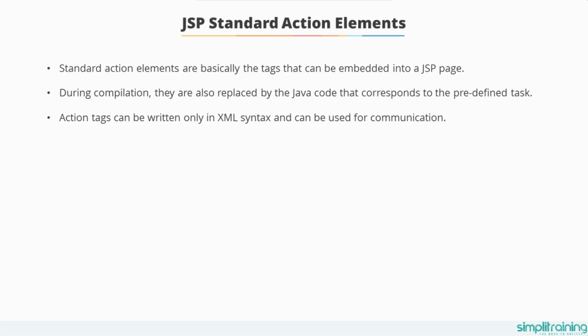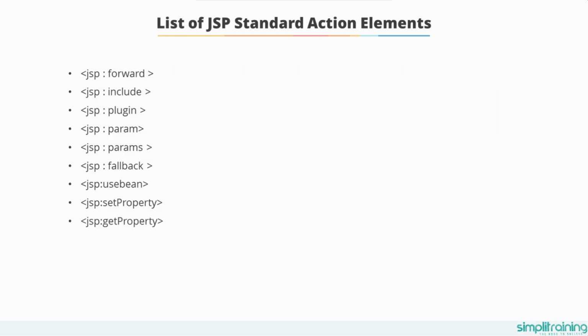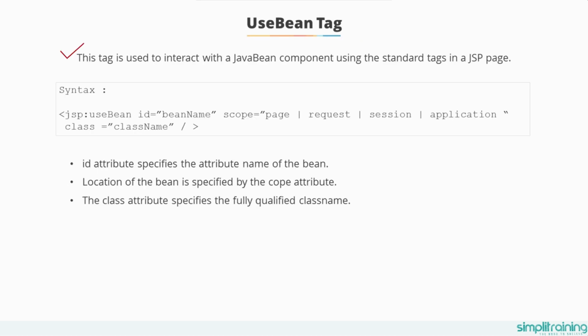Action tags can be written only in XML syntax and can be used for communication. Here is a list of standard JSP action elements: forward, include, plugin, param, fallback, setProperty, etc. The useBean tag is used to interact with the JavaBean component using standard tags in a JSP page.